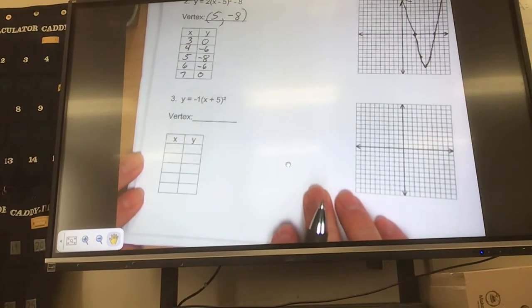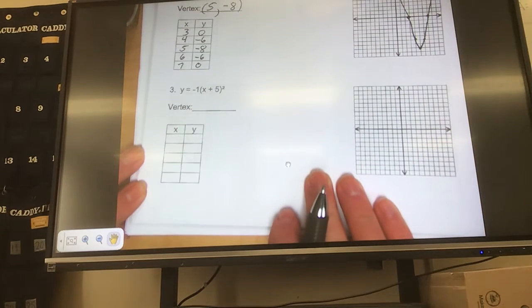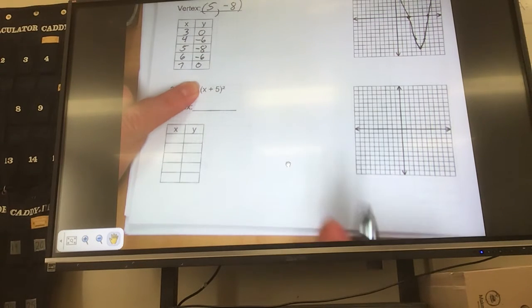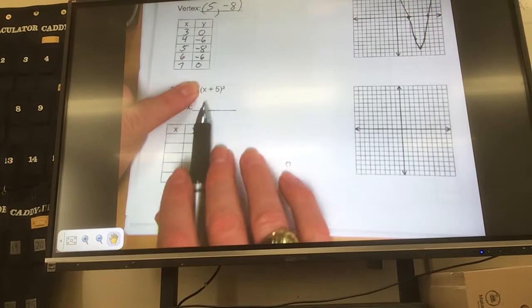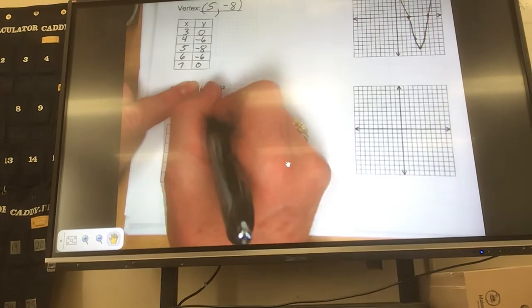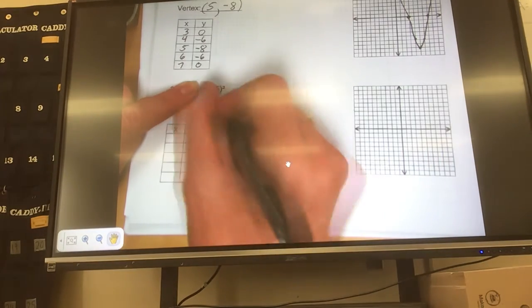Number 3. What do you think the vertex is for number 3 without graphing it? 1 and 5. Close. Negative 1. Forget about him for a minute. It's only one x in the house, and outside the house. So inside the house, what do you say, sir? Negative 5, 0. It is negative 5, opposite of what's in the house. Nothing is outside the house, so we put 0.